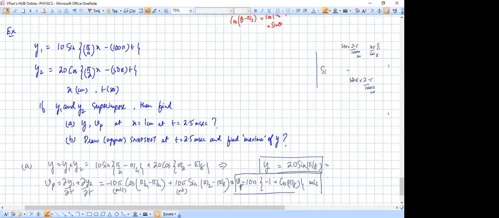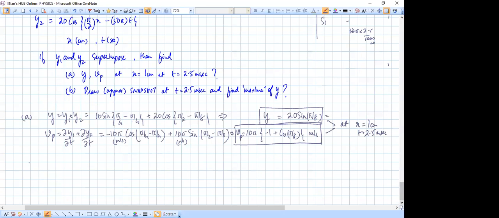Particle displacement and particle velocity at x equal to 1 centimeter, t equal to 2.5 milliseconds. Now about the maxima, so you can see y as a function of time, I mean as a function of x at t equal to 2.5 milliseconds, that will become 10 sine.